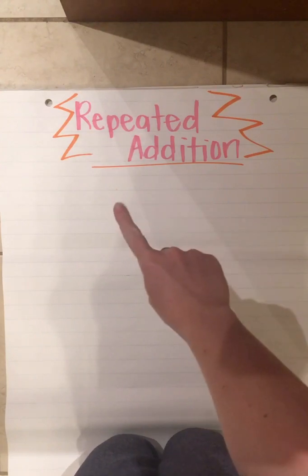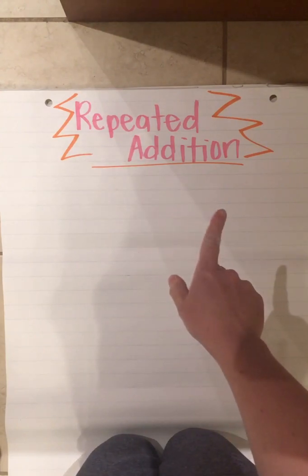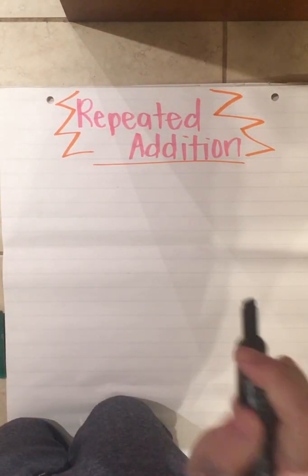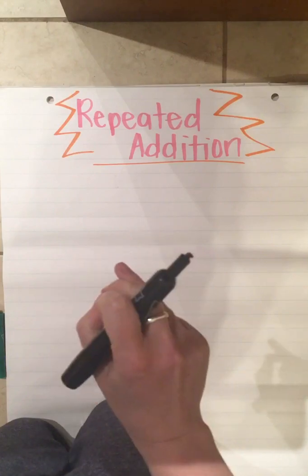Today we are learning about repeated addition, okay? We've already learned about how to add single or double digit numbers together, but sometimes we need to add groups of numbers together. Let me give you an example to show you when we might need to add groups of numbers together. All right, my family has 3 bikes.